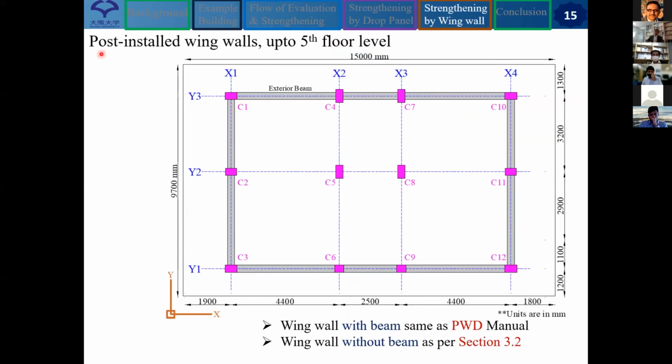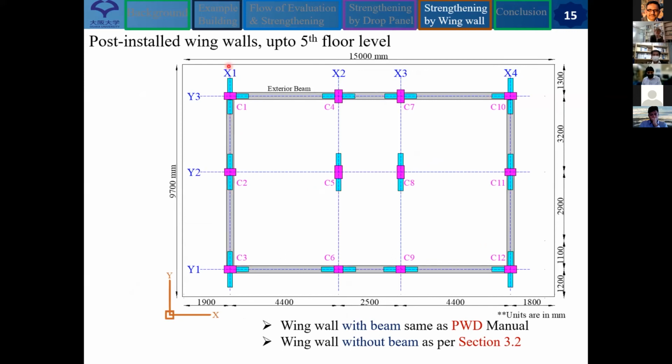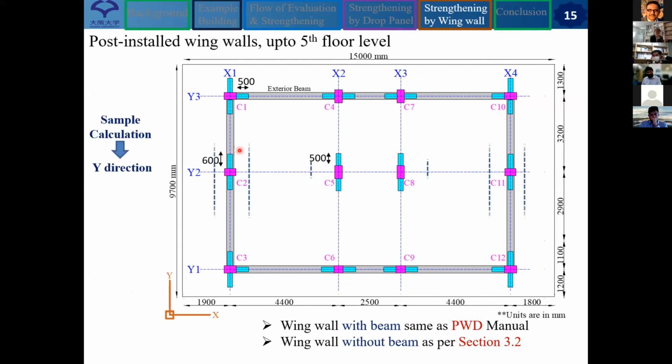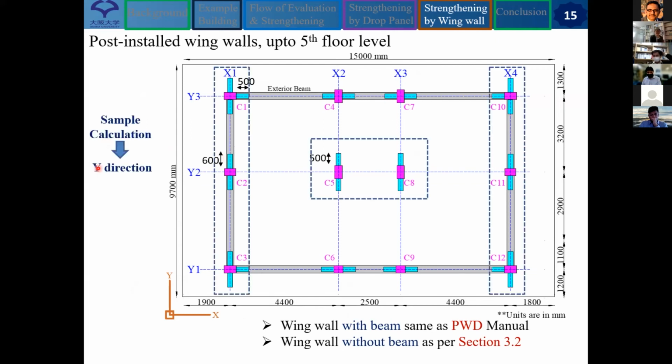Thereafter, post-install wing walls were used up to the 5th floor level. And this is the original layout. And after using the wing walls, the layout can be like that. We use wing walls of 500 millimeter dimension for interior columns, and for X direction exterior columns we use 500 millimeter wing walls, and for Y direction exterior columns, we use 600 millimeter wing walls. And in the sample calculation for Y direction, only these columns will contribute to seismic shear resistance.